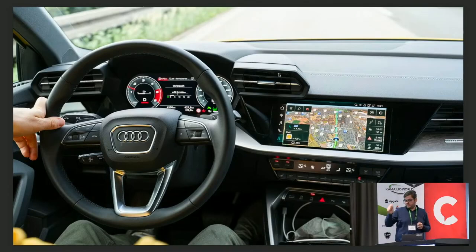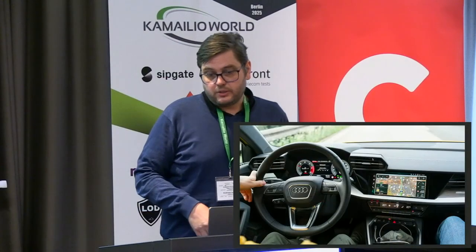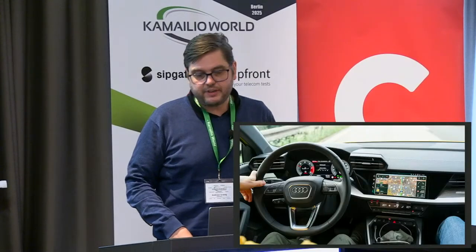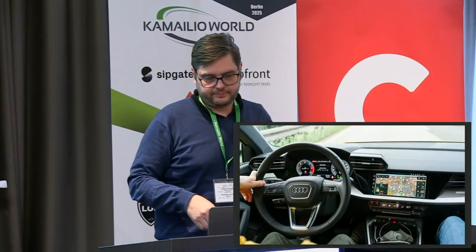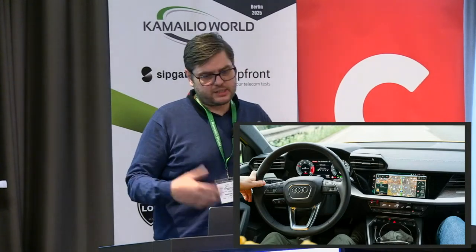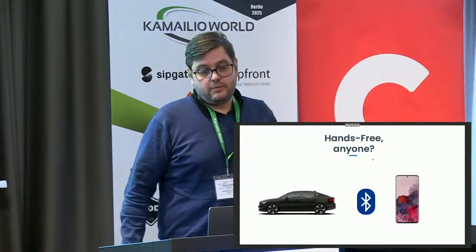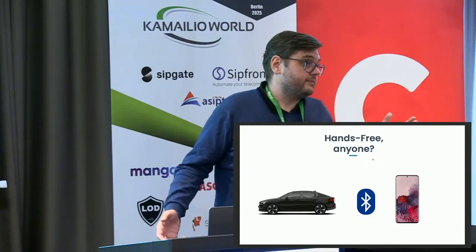Every time you step into your car and you have your phone connected to the car, you can actually, with your steering wheel, answer your calls, place calls, kind of like navigate through your address book, and so on and so forth. Now, the thing is, how does the car actually do that? Pretty simple, by Bluetooth, right?